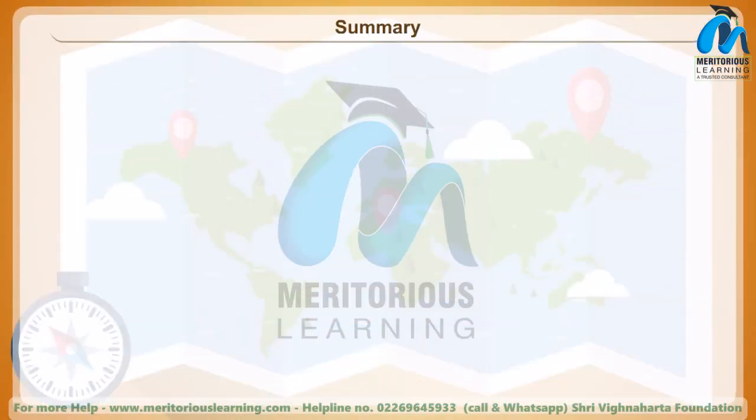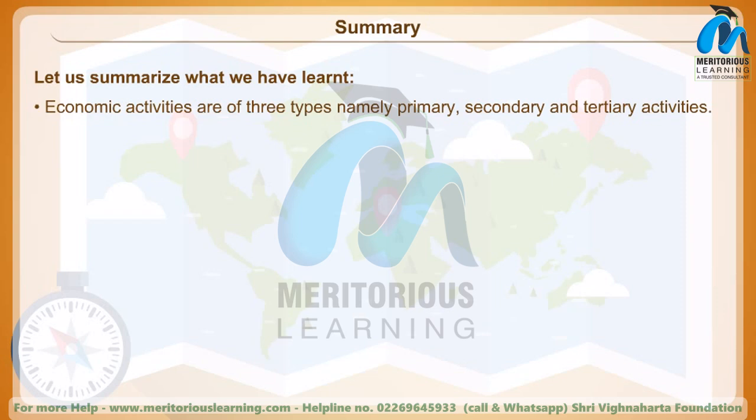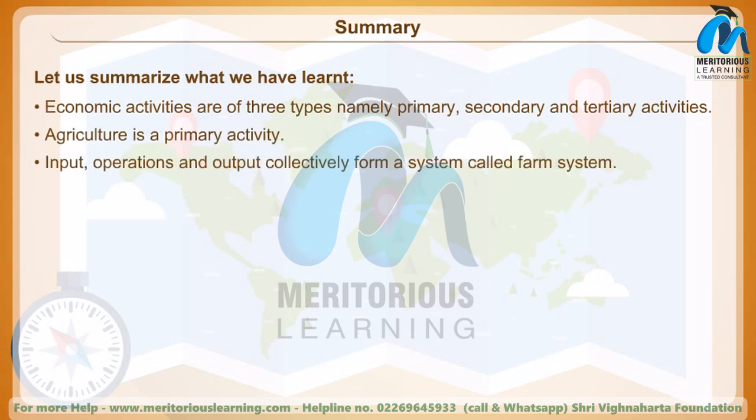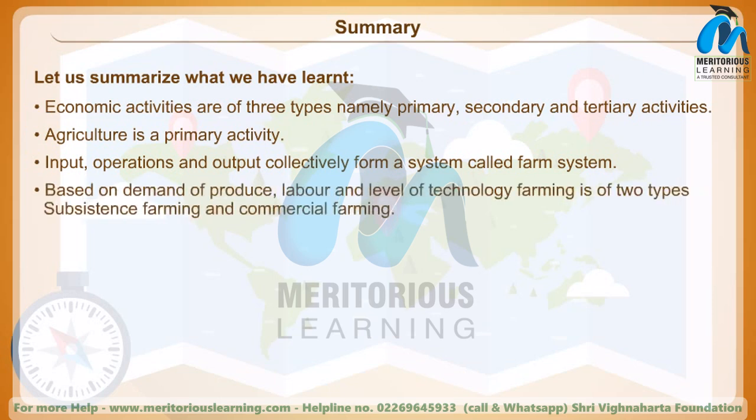Summary. Let us summarize what we have learned. Economic activities are of three types, namely primary, secondary and tertiary activities. Agriculture is a primary activity. Input, operations and output collectively form a system called farm system. Based on demand of produce, labor and level of technology, farming is of two types: subsistence farming and commercial farming.